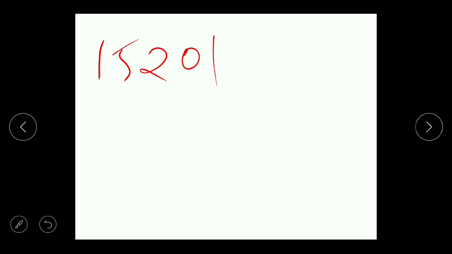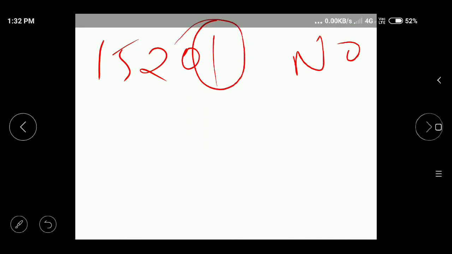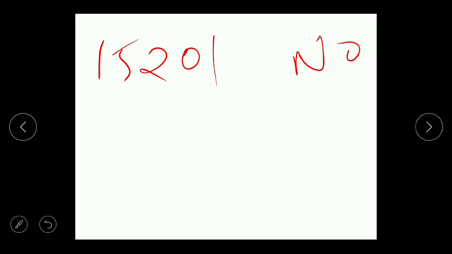Then 15201. Is this number divisible by 10? No, because the last digit is 1. If the last digit is 0, then only that number can be divisible by 10.